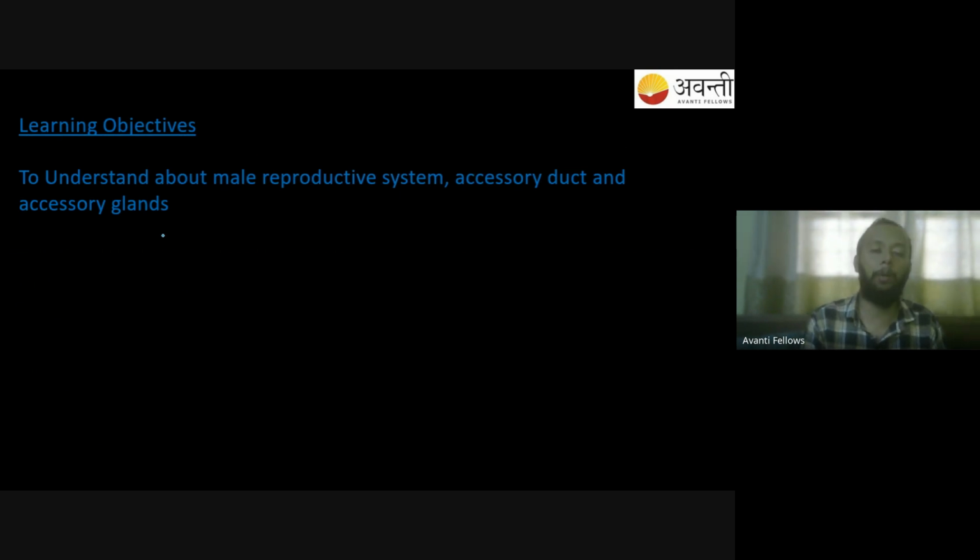So what is our learning objective here? To understand about the male reproductive system, accessory ducts and accessory glands. So this is our objective here. Your objective will be to understand about the male reproductive system, accessory ducts and accessory glands. That is something you have to understand. You have to keep all these things in mind.